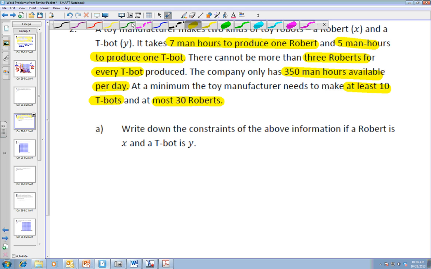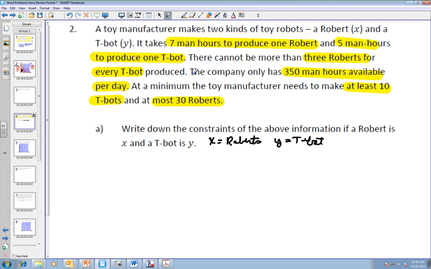Okay, so the first thing we're going to do is write down our constraints, which are just our equations or our inequalities. So let's just start at the very top. They're talking about man hours, so I want to group together anything that talks about man hours. So I have 7 man hours to produce one Robert, 5 man hours to produce one T-Bot, and then down here it says 350 man hours are available per day. So they already said that X is equal to Roberts and Y is going to be equal to T-Bot.